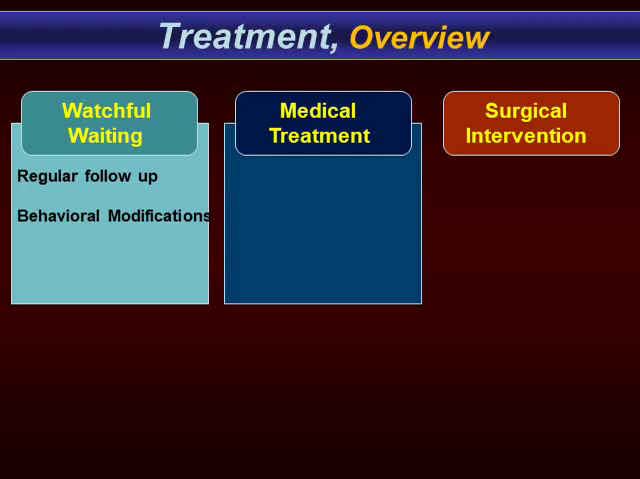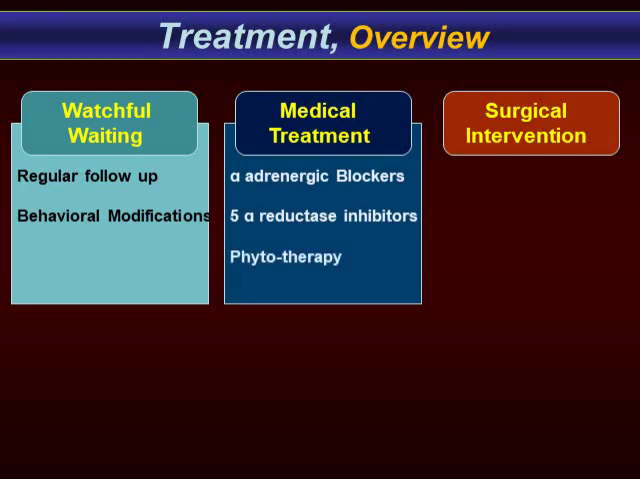Medical treatment, here we give patients certain drugs. We have alpha-adrenergic blockers, 5-alpha reductase inhibitors, and phytotherapy. Alpha-adrenergic blockers and 5-alpha reductase inhibitors are the major, the most effective medical treatments for BPH. Phytotherapy has a modest role, and we will discuss all of these in detail later on.